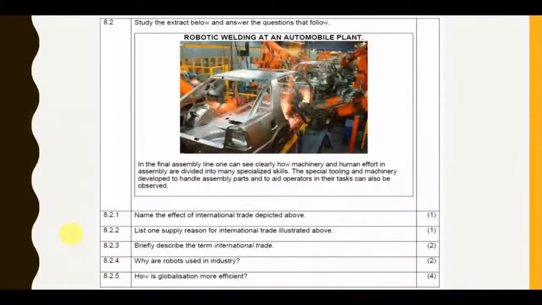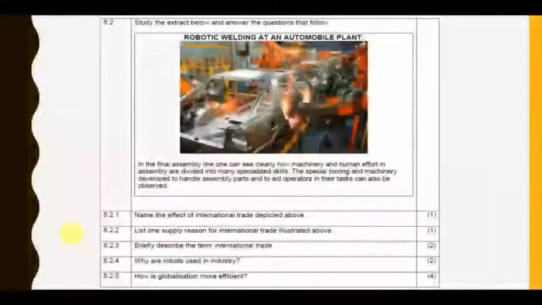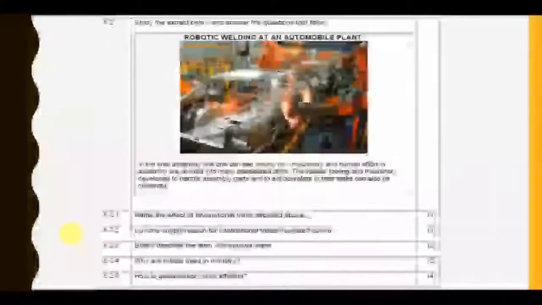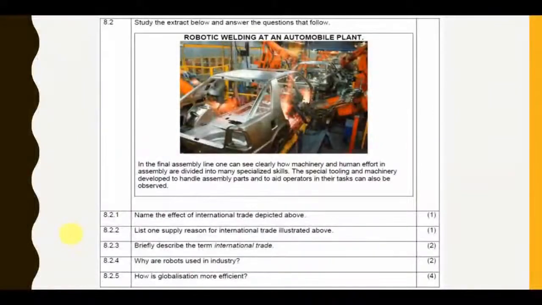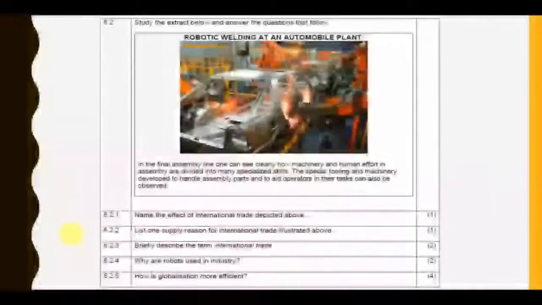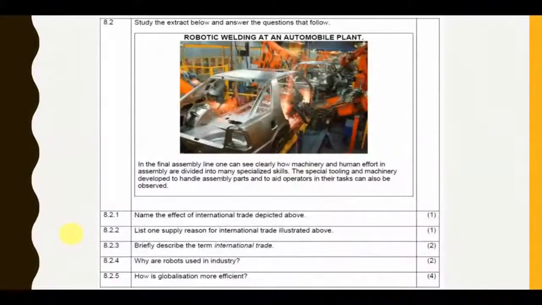In the final assembly line, one can see clearly how machinery and human effort in assembly are divided into many specialized skills. The special tooling and machinery developed to handle assembly parts and to aid operators in their tasks can also be observed. So this is obviously in a large car factory, and instead of people, they've got robots or machines doing some of the specialized tasks. That's your picture and your text. Let's go through the questions.